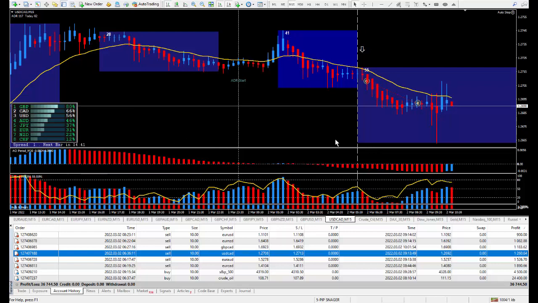Remember, you do all your practicing in a demo account. You get good in a demo account, and then once you're good, then you can go live and then eventually do larger lot sizes.